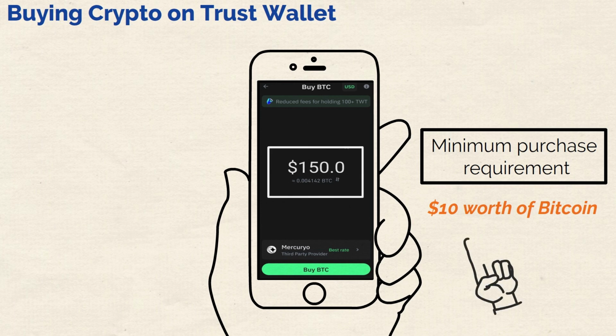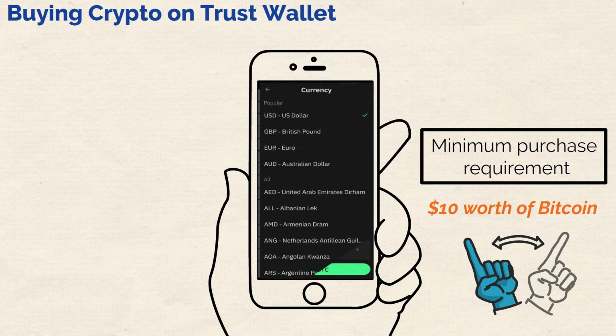But do not click on the Buy BTC button just yet. You can change your fiat currency from USD to Euros or any other major global currency that suits you. This is available from the option in the upper right corner that's currently displaying USD.